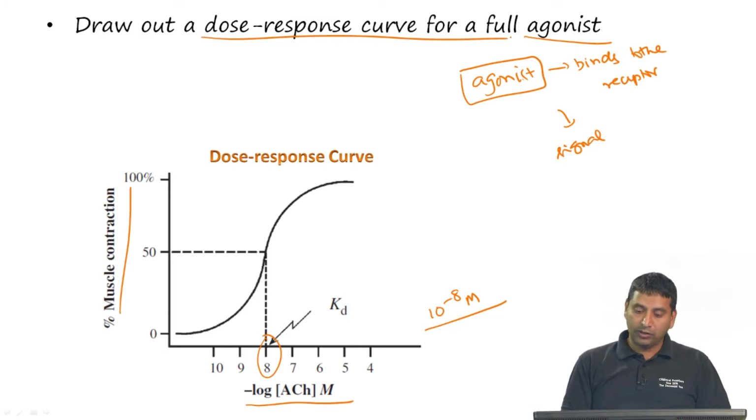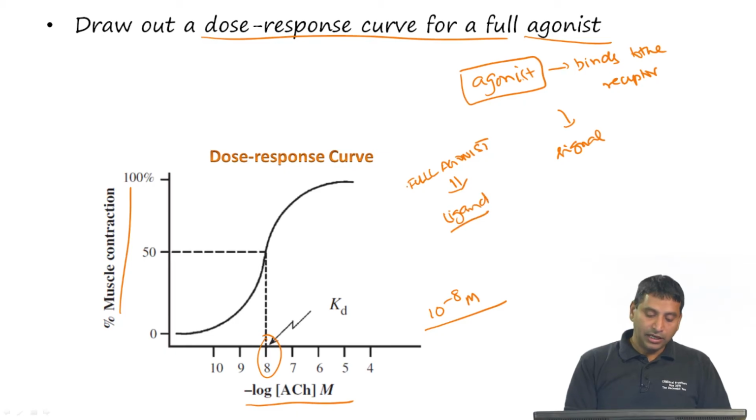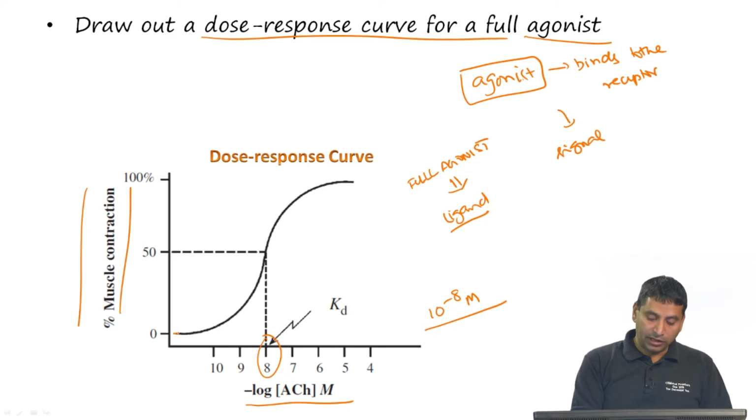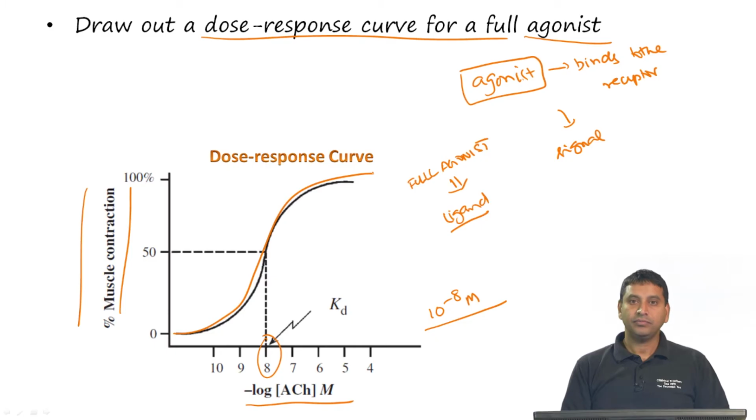Okay. So here what we mean by the word full agonist is that it binds, or it carries out the function identical to the natural ligand. So a full agonist would be essentially the same as the natural ligand. Okay. And so if the percent muscle contraction is elicited by binding of the natural ligand, then for the full agonist we would have an identical curve. Okay. So the dose response curve for a full agonist would be essentially identical to that of the natural ligand.